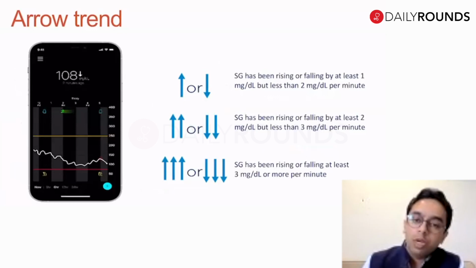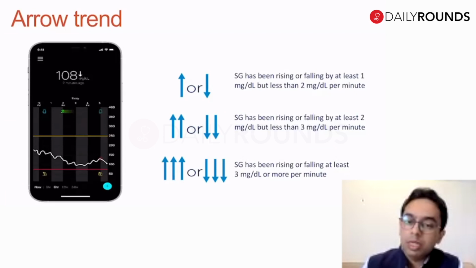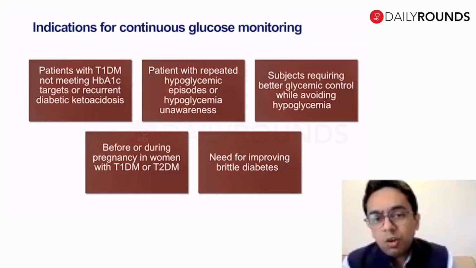Same way you have here 1 arrow up, 2 arrow, 3 arrow, same thing: 1 to 3 milligram per deciliter per minute, increase or decrease. All those things are the same. Now coming to the indication of CGM.